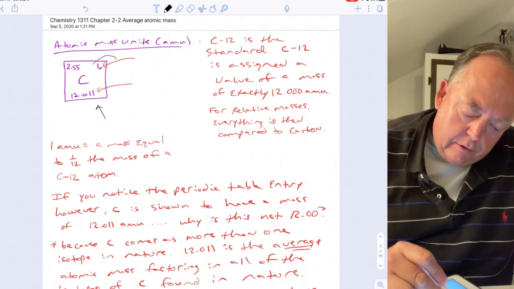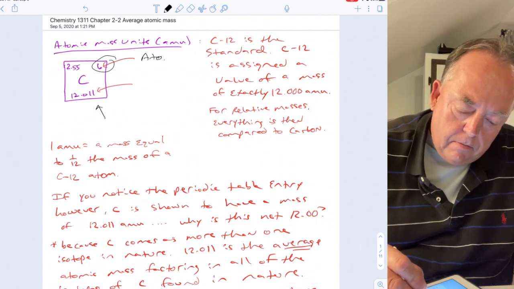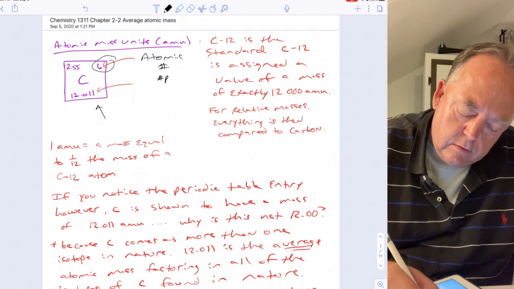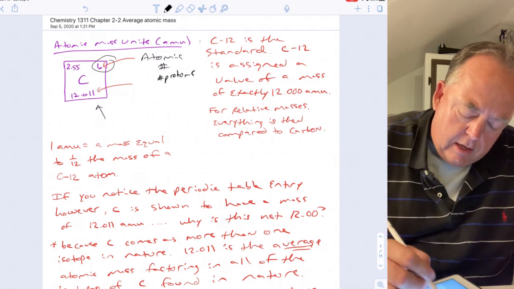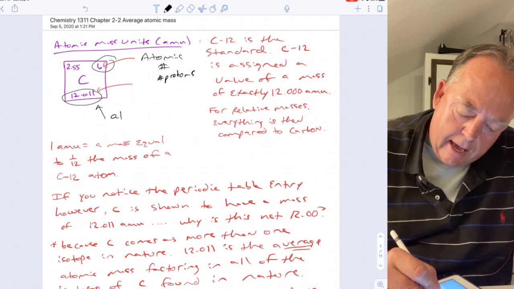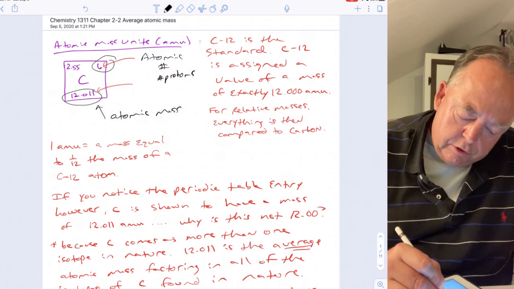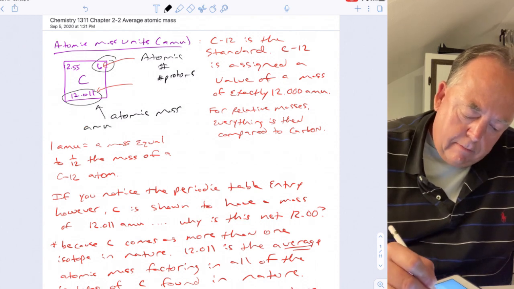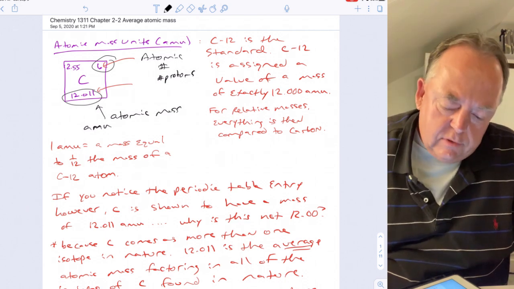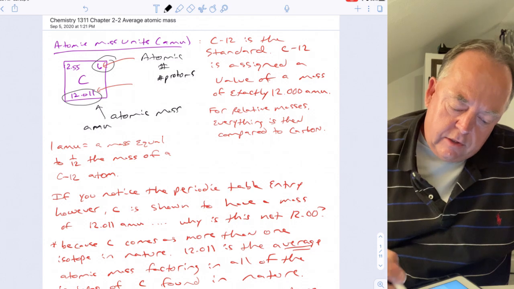So again, if you remember, the upper right-hand corner is the atomic number. That's the number of protons. And the number at the bottom is the atomic mass. So we'll see it can have units of atomic mass units, or in the next chapter we'll see that it can have units of grams per mole as well. Okay, so atomic mass units.